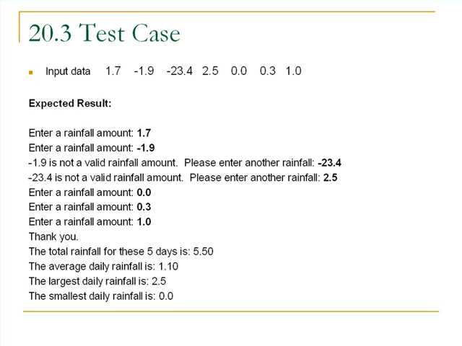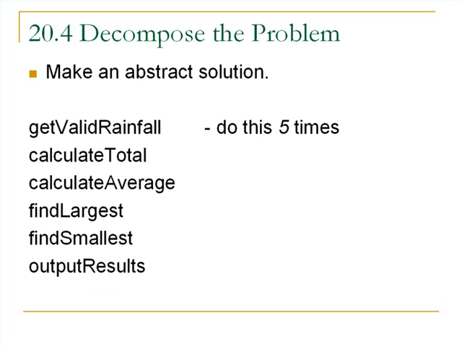So let's start to decompose the problem into modules and make an abstract solution. So here's my abstract solution for this. I'm going to make some functions. I'm going to have a function that gets one rainfall value from the user and returns that. And you'll see why I've done this as I solve it. But I'm going to call that one 5 times. Each time I call it, it will give me back one valid rainfall amount.